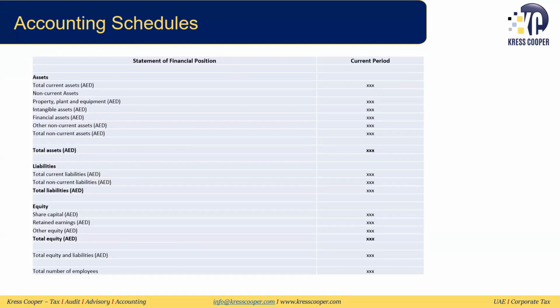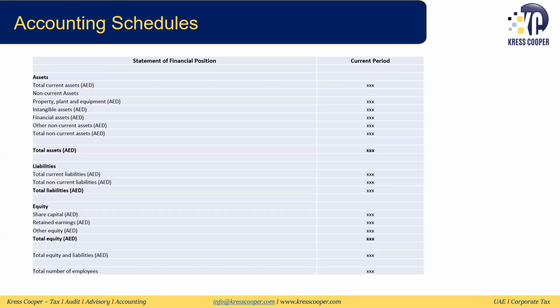Then we have the statement of financial position, which is a balance sheet. If you see, this is a little concise version. For example, for current assets, they're not asking for any details. They're asking you to put in the total amount. For non-current assets, they are asking for some line items separately, like property, plant, and equipment, intangible assets, financial assets. The others, they are asking you to club together.